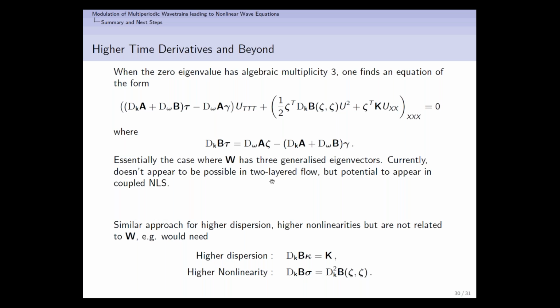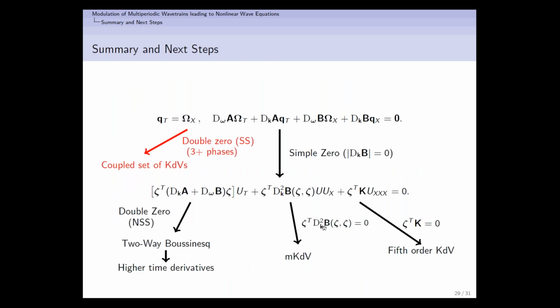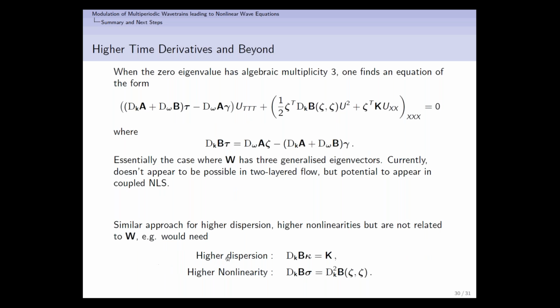There are other places, like I mentioned before, where this one and this one vanish. And so you'd expect high dispersion when you can solve this system, and higher nonlinearities when you can solve this system. But these conditions aren't related to W. Every other condition we've discussed today has been related to W, but these ones start breaking that mold.